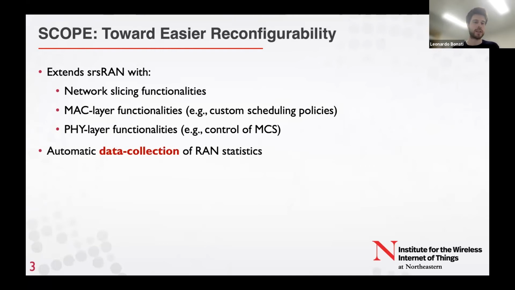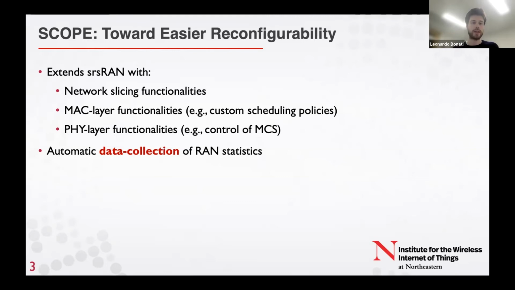On top of this, besides extending srsRAN, we also implemented some automatic tools for data collection of the RAN statistics. And this is very specific to Colosseum, but it can also run on other generic testbeds with minor adjustments. So basically, the idea is that through Colosseum, you can run automatic jobs in batch. There's a modality of Colosseum called batch jobs, and those are automatic jobs that you can pre-configure through some JSON configuration files, and then the jobs can run automatically for you.